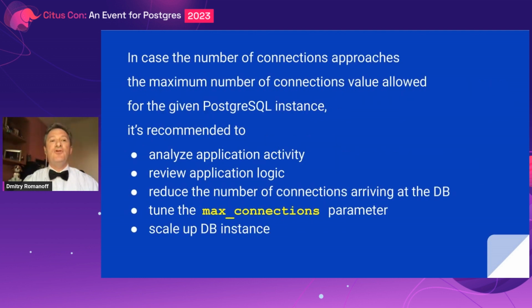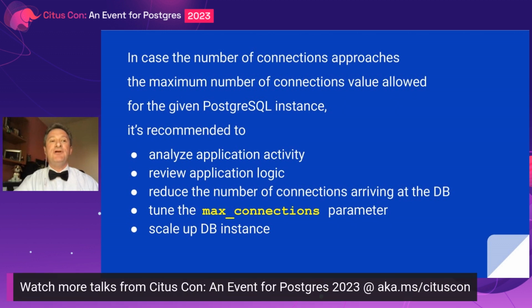In case the number of connections approaches the maximum number of connections value allowed for the given Postgres database instance, it's recommended to analyze application activity, review application logic, reduce the number of connections arriving to the database, tune the max connections parameter, scale up the database instance.